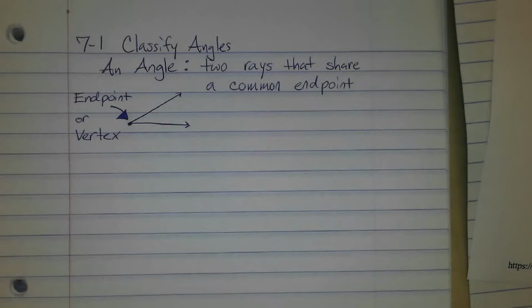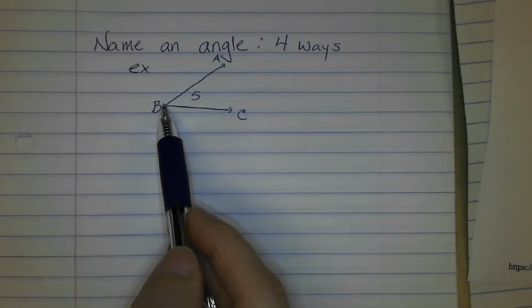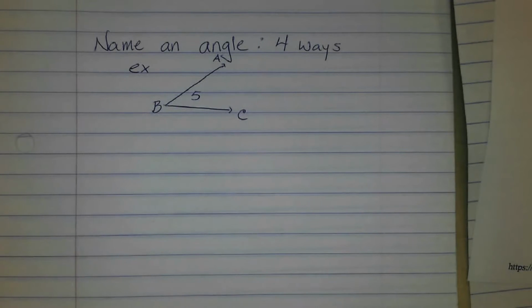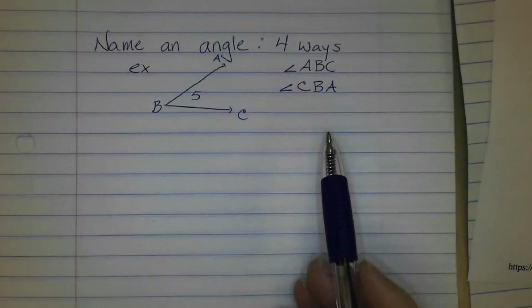Now that we know what an angle is, let's take a look at the ways we can name an angle. Best way to show you that is with an example. Now there's 4 different ways we can name an angle. The first way, A, B, C. Angle ABC. Second way is going to be the exact opposite order. Angle CBA. Notice that in both of these ways, the vertex is in the center.